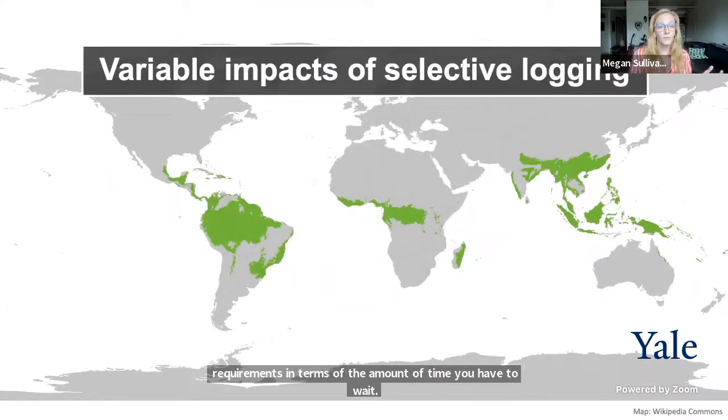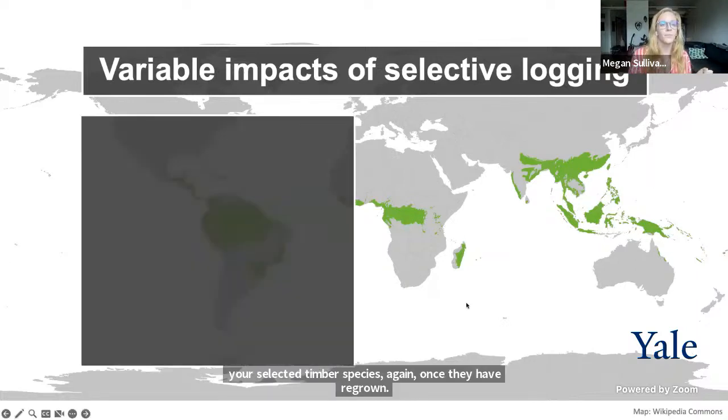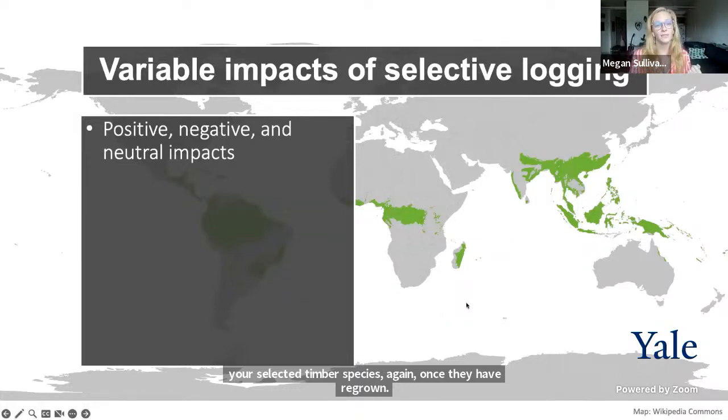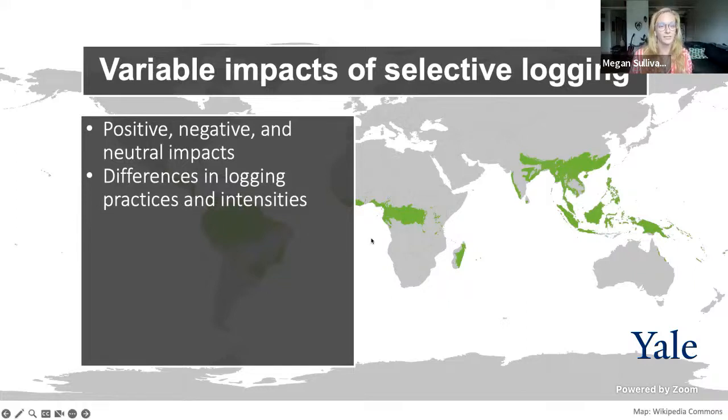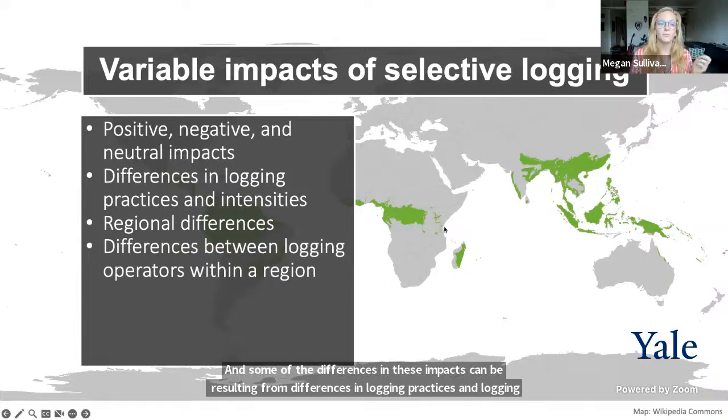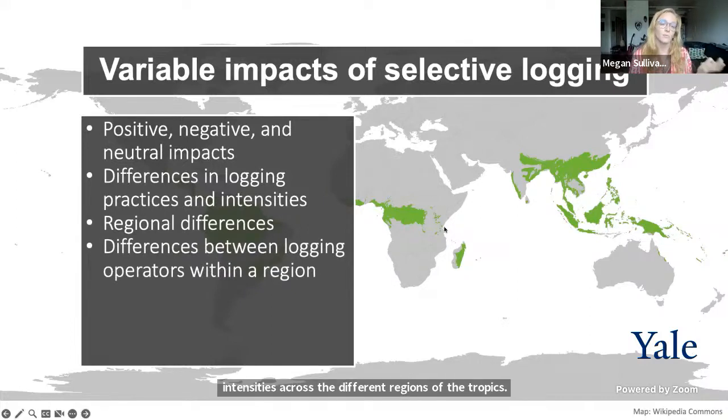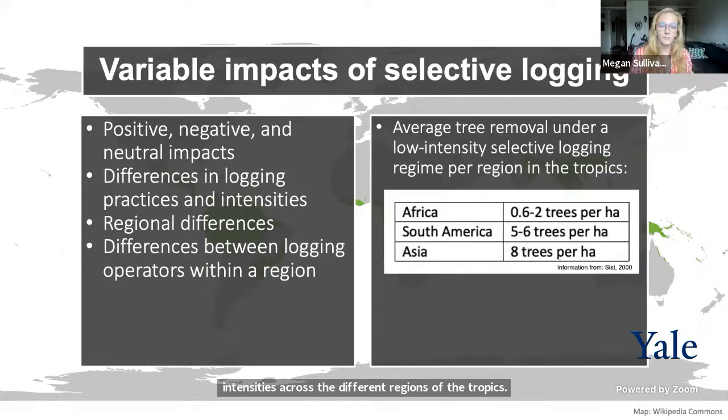Now, there are some variable impacts in terms of selective logging throughout the tropics. Researchers have noted that there can be positive, negative, and neutral impacts from selective logging. And some of the differences in these impacts can result from differences in the logging practices and logging intensities across the different regions of the tropics. Again, regional differences, and there can also be some differences between particular logging operators and their logging protocols within a given region. And so I'm just going to give you a quick example of this right here.